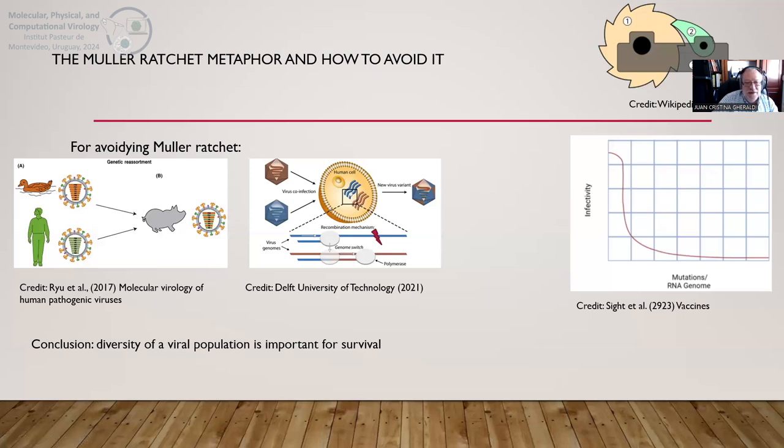Believe me, viruses exploit all the genetic mechanisms that we know nowadays. And if there are more that I don't know, you will find a family of viruses that uses it. Okay. So diversity of a viral population is important for survival.